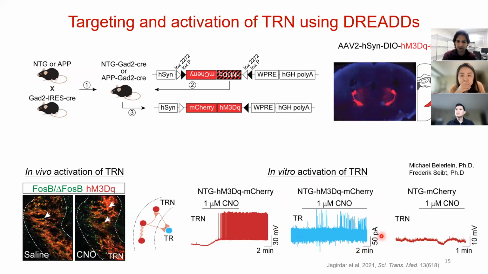And when he recorded in thalamic relay, after bath application of CNO, he could see the inhibitory responses. When he checked the same in NTG mCherry mice, those are basically the negative control, they don't express HM3Dq. He did not see any action potential. So we validated that the CNO does not elicit any action potentials or inhibitory responses non-specifically.